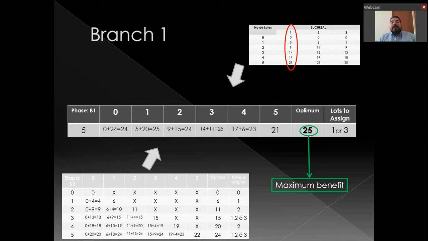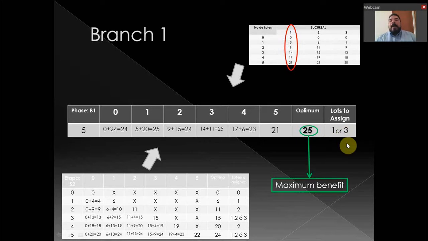And if I assign the 5 lots to branch number 1, I will have a benefit of 21,000 pesos. So the optimum value of branch number 1, having the 5 lots, will be 25,000 pesos for all the exercise. And this will present when I assign 1 or 3 lots to branch number 1.